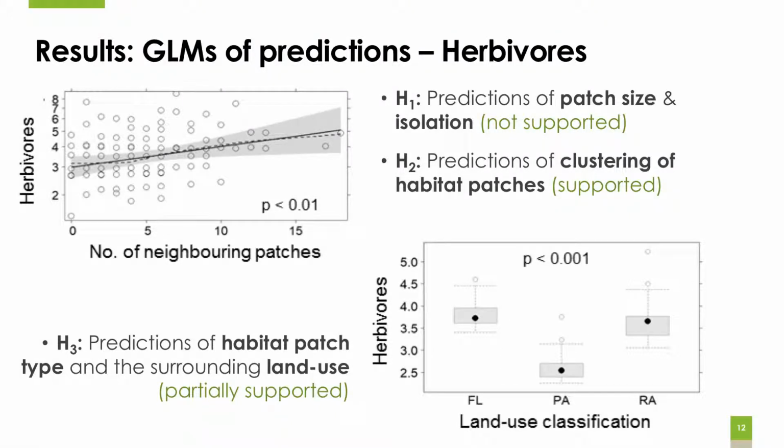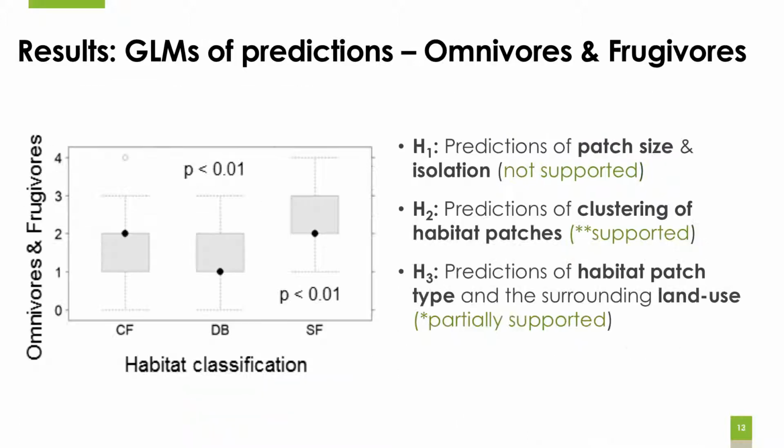For herbivores, again, the number of neighboring patches was a positive predictor, and then interestingly, land use as well. Our farmland had the highest herbivore diversity, whereas our protected areas had the lowest. And in terms of omnivores and frugivores, patch size, isolation distance, and the clustering of patches had no influence, but it was all down to the specific habitat classification. And scarp forest had the highest number of omnivores and frugivores present within our study site.